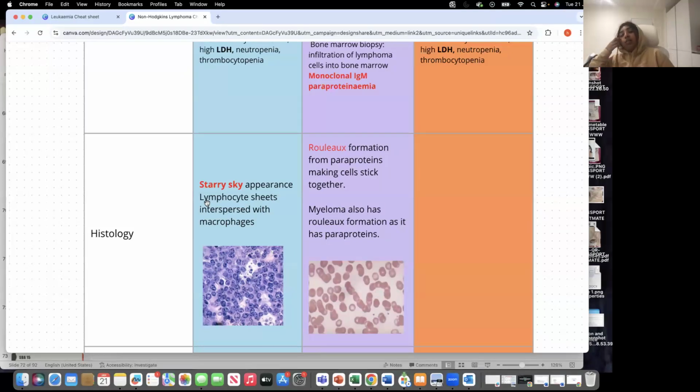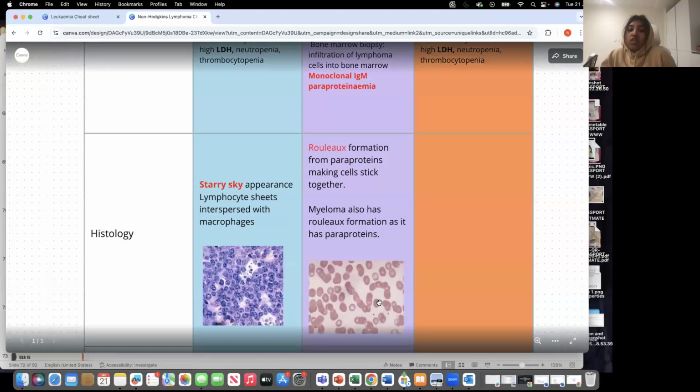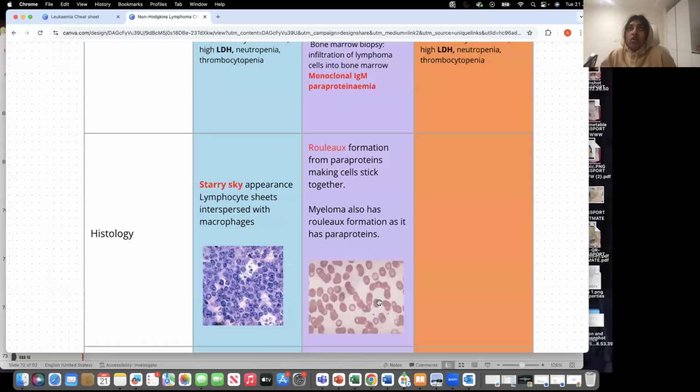In Waldenstrom, you will see rouleaux formation. Rouleaux formation is when the red blood cells start sticking together in a line. The sticking together is because of paraprotein. So any disease where paraproteins are involved, such as this one or myeloma, you will see rouleaux formation in histology, where the red blood cells are sticking together.